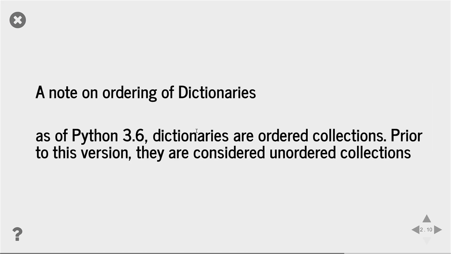A note on ordering of dictionaries. Up until fairly recently, dictionaries have been considered like sets in that they are an unordered collection. However, as of Python 3.6, they have become ordered collections. So as long as you're in Python 3.6 or newer, you can trust that if you put 5 items into a dictionary and then you pop them off the dictionary, you're going to get them back in the same order.